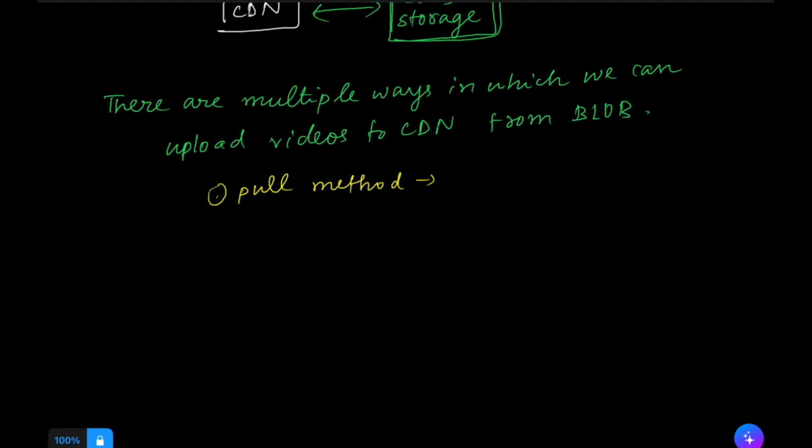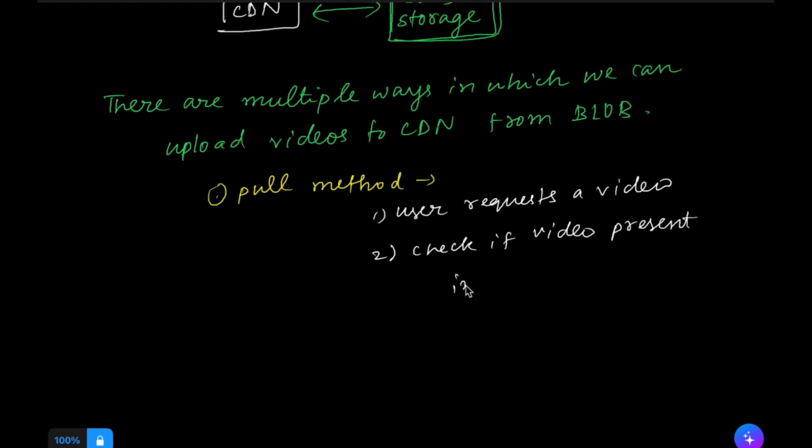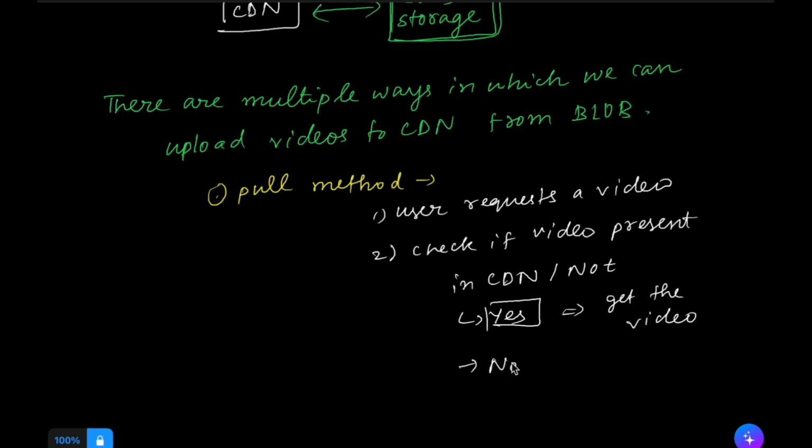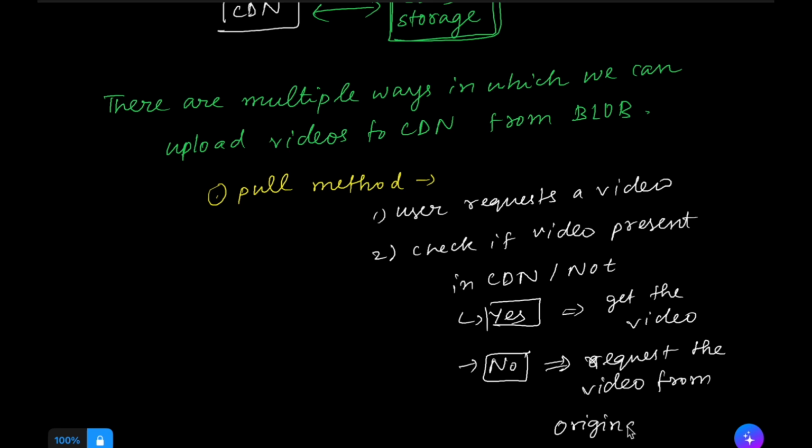So in the pull method, the user requests a video, and we check if the video is present in the CDN or not. If yes, then get the video and deliver the video to the user. If no, then request the video from the original storage. So this is one of the methods, that is the pull method.